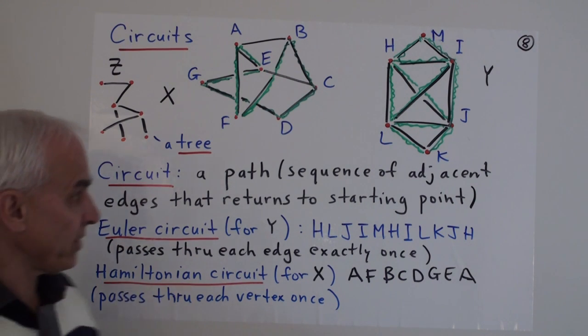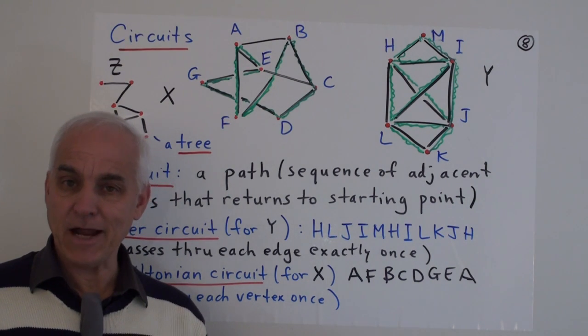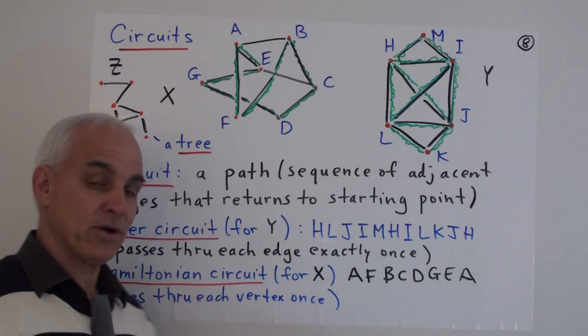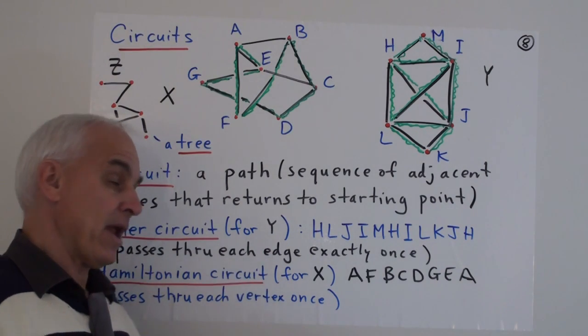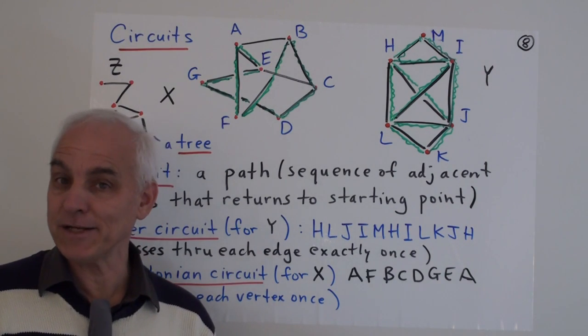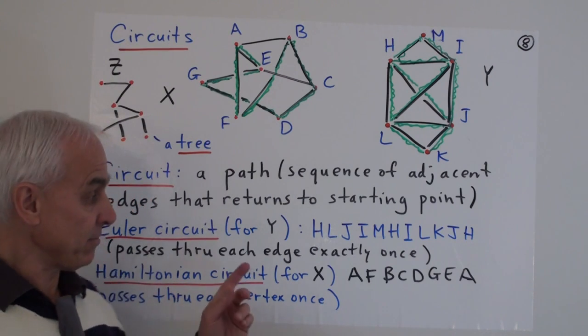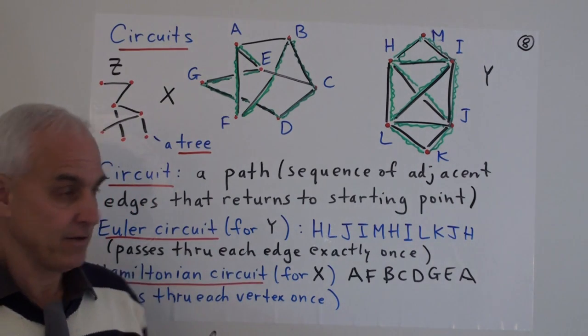It turns out that for a general graph, deciding whether it has a Hamiltonian circuit is rather tricky. Deciding whether it has an Euler circuit is surprisingly simple. If you don't know, you might like to think about how you decide such a thing.